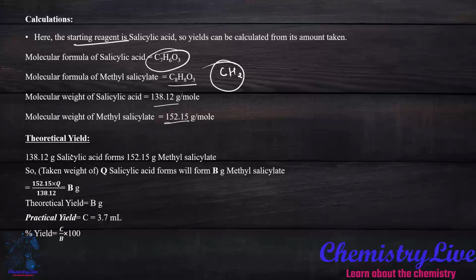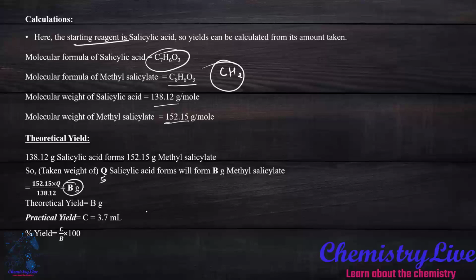What does this mean? It means if you take 138.12 gram salicylic acid, it will be converted into 152.15 gram of methyl salicylate. But what if we take 5 gram salicylic acid? That we don't know. So where we fill in the calculation, we get B as the theoretical yield, and in practical yield we get ml. So our practical yield is in ml, and for that we have to multiply with the density.